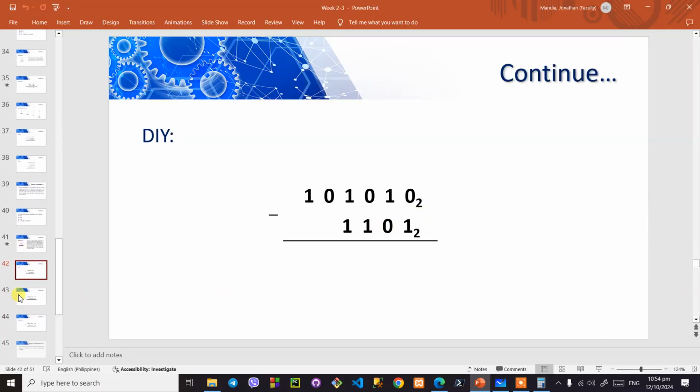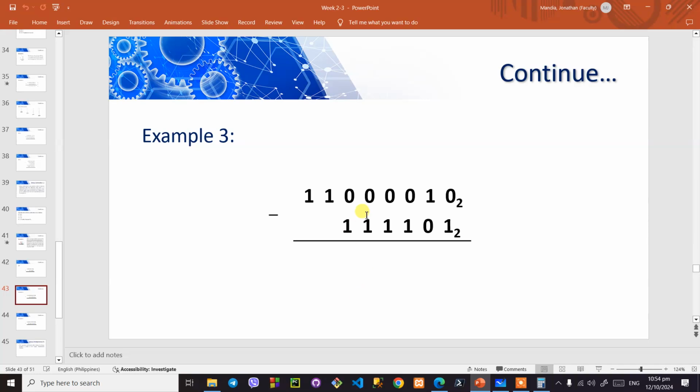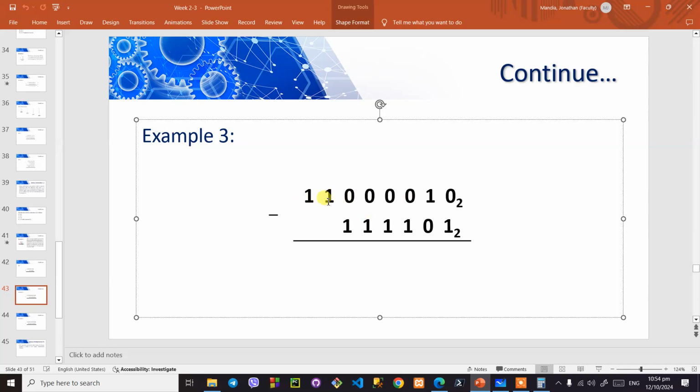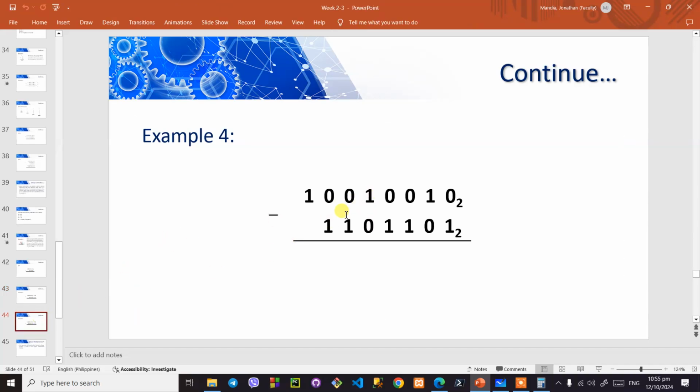Now, we have here the do-it-yourself, on your end, which you can practice. As I've said, once you borrow, distribute all of the ones, cross out those zeros, and distribute all of the ones. Same also, there are two items here again, so you can practice them if you want to. Okay? To practice your subtraction.